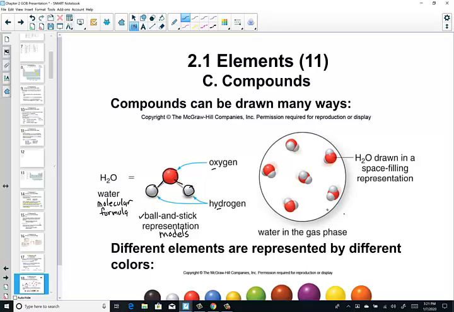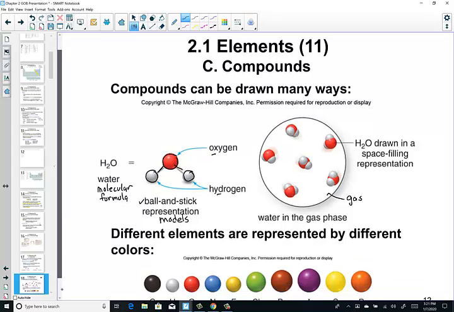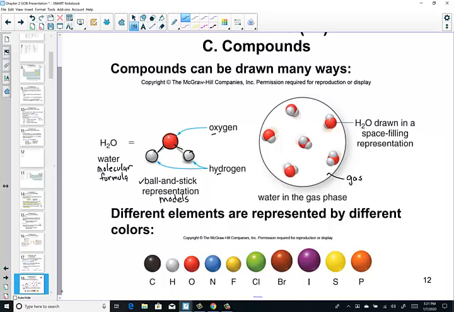You can see here, this is water in the gaseous phase. We call that steam because I can see no organization, clear random motion, very far spread apart. So I know that they're in the gaseous phase. And I can see what's called a space filling representation. Again, hydrogen connected to oxygen. All of these different colors in a molecular model kit represent specific atoms.